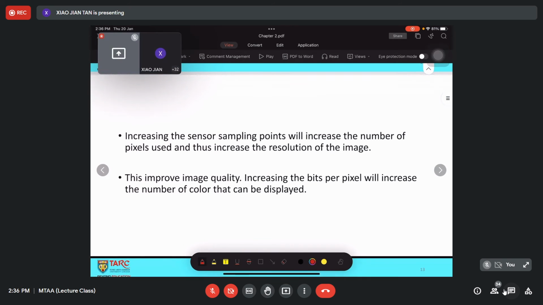Increasing the sensor sampling points will increase the number of pixels used and thus increase the resolution of the image. So this improves image quality. Increasing the bits per pixel will increase the number of colors that can be displayed. So increasing the bit is the same as increasing the resolution, which means you can have more intensity values to represent a specific color.